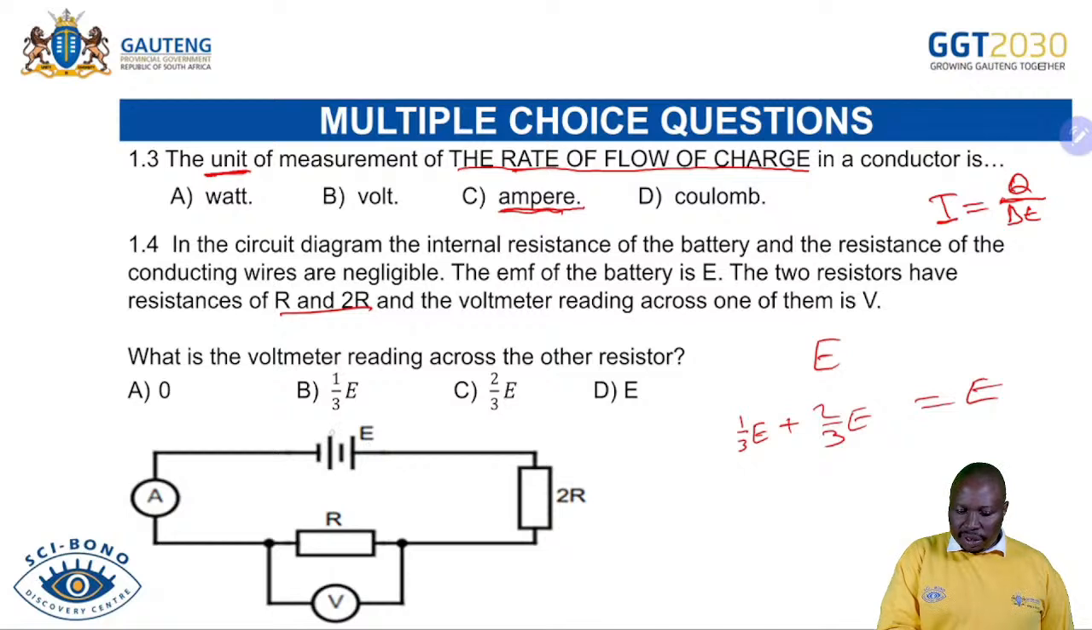So we're saying this one is our E, and here we'll bring 1/3 of E because of the ratios between those, and then here we'll have 2/3 of E. The question was about how much the voltmeter is reading here, which is C there. So you're able with no doubt to choose C as your correct answer.